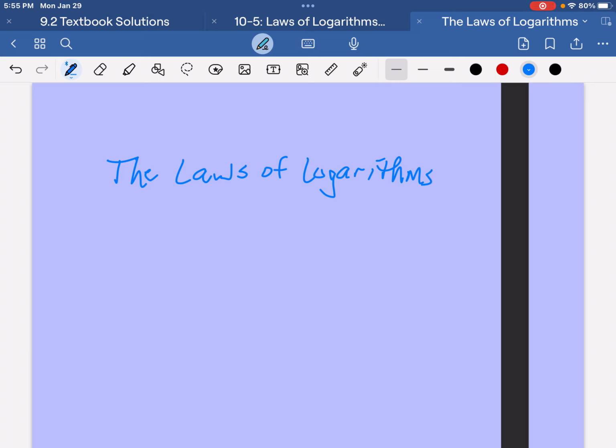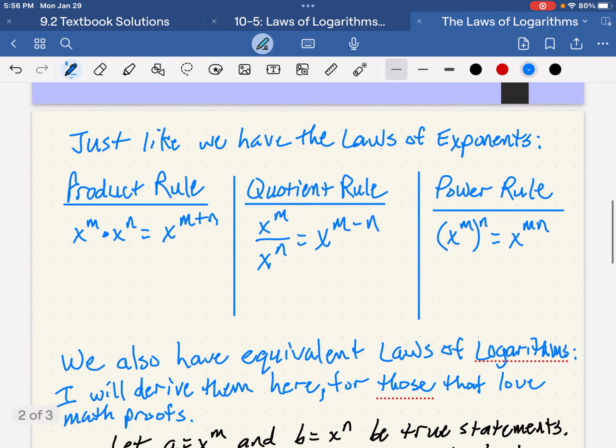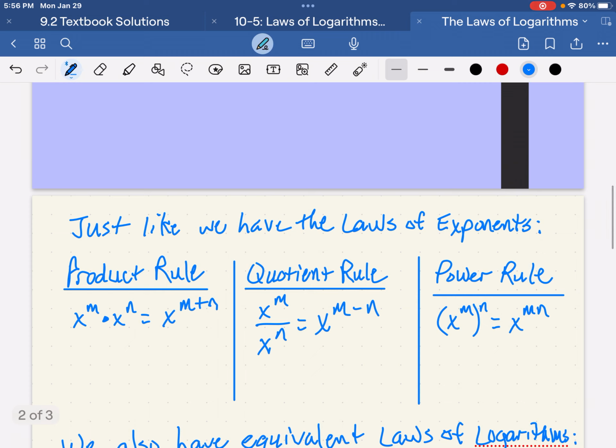Today, I want you to listen to and take notes on another lesson about logarithms. We're going to be teaching you about 3 laws of logarithms. They're still somewhat important in math, but with the advent of calculators, they've lost a little bit of importance. Just like we have laws of exponents, you're going to see in the next few minutes that we also have kind of sort of equivalent laws of logarithms.